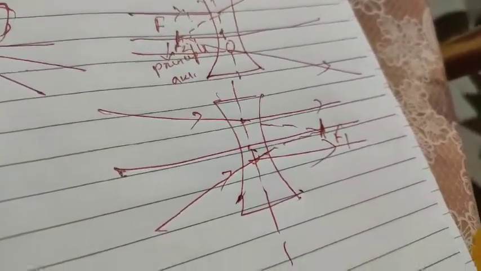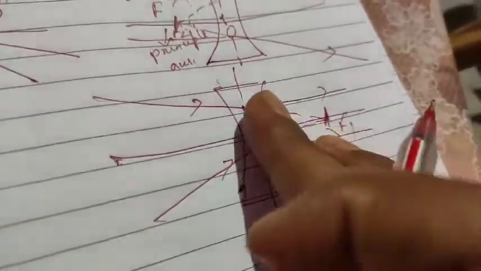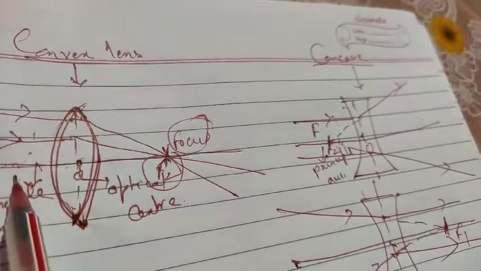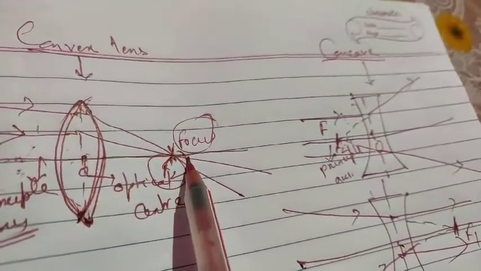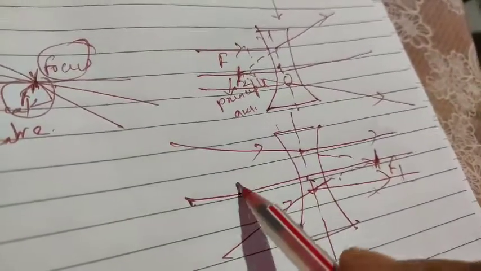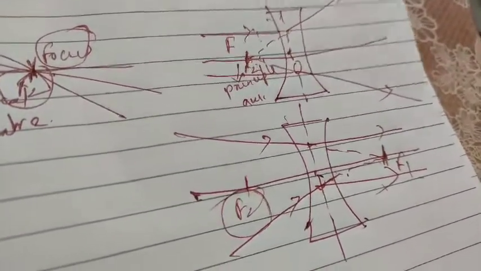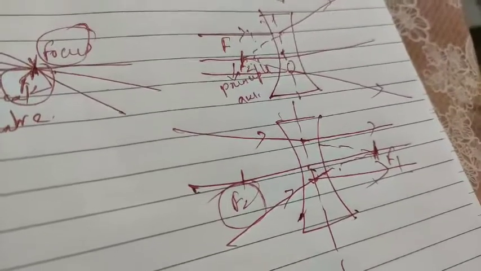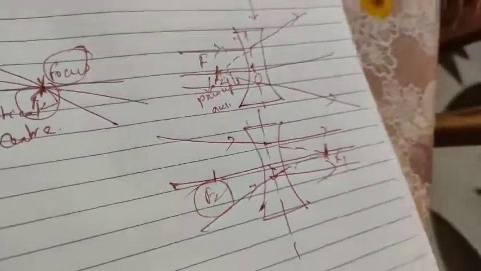Understood? So what is the difference in concave and convex? See, in convex its F1 is this side, left hand side, and F2 is right hand side. In concave its F1 is right hand side and F2 is left hand side. Understood? This is the basic thing which you have to remember.